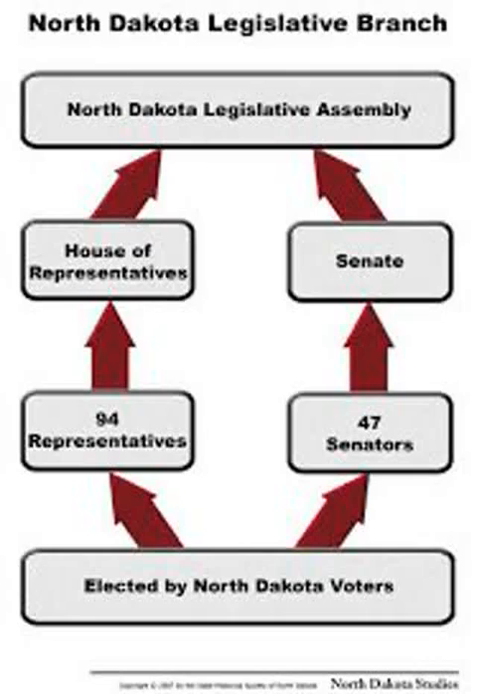The North Dakota Legislative Assembly is the state legislature of the U.S. state of North Dakota. The Legislative Assembly consists of two chambers: the lower North Dakota House of Representatives, with 94 representatives, and the upper North Dakota Senate, with 47 senators. The state is divided into 47 constituent districts, with 2 representatives and 1 senator elected from each district. Members of both houses are elected without term limits.